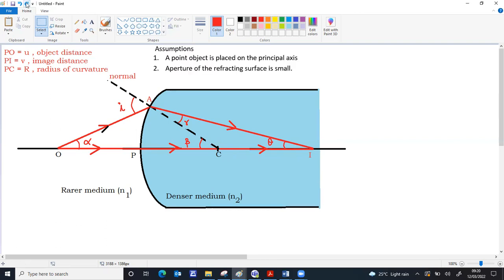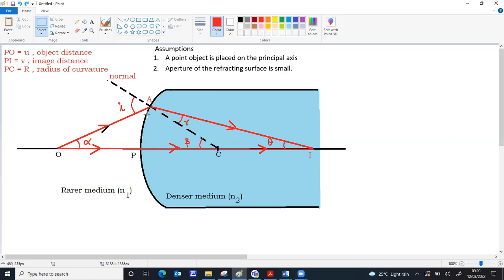The assumptions: we are not taking an object with a size. The object is point size and is placed on the principal axis. So, a point object placed on the principal axis. The aperture of the refracting surface is very small. Aperture means the diameter of this refracting surface from top to bottom is practically very small. This is shown large for understanding.